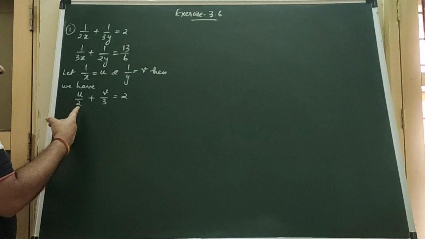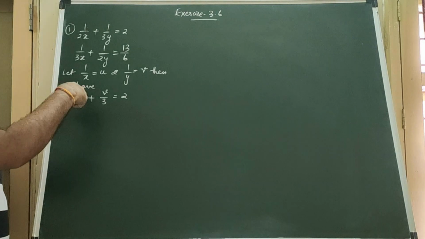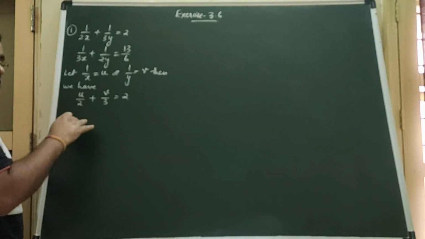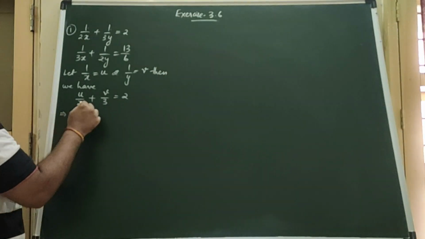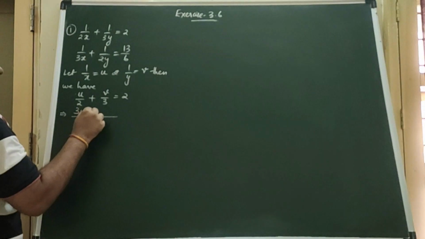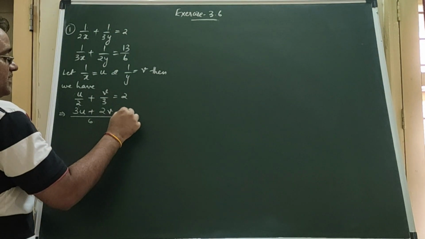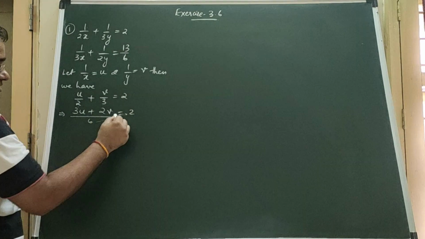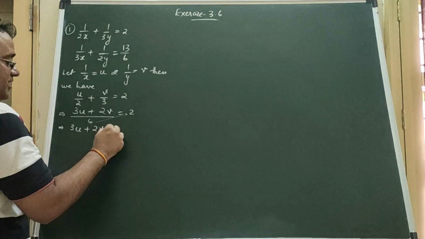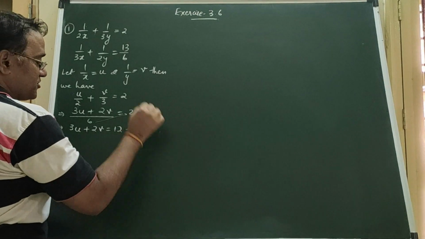Now हम लोग क्या करेंगे, we will not keep this fraction as it is, we will simplify that fraction. So how will we simplify? By taking LCM. So LCM is 6, this will become 3u, this will become 2v. Now cross multiplication, 6 into 2 is 12. So 3u plus 2v is equal to 12. This is our first equation.